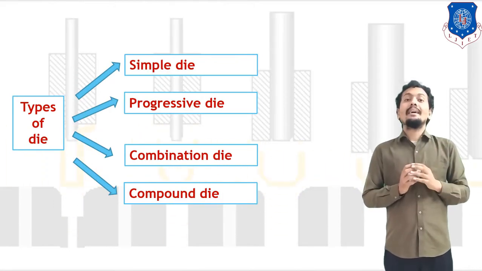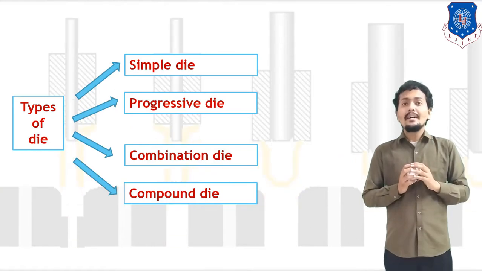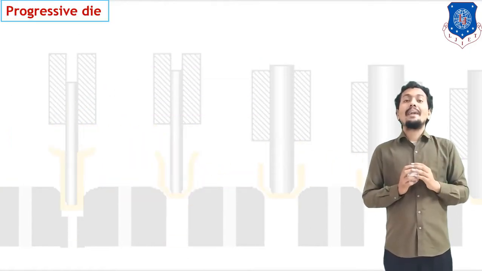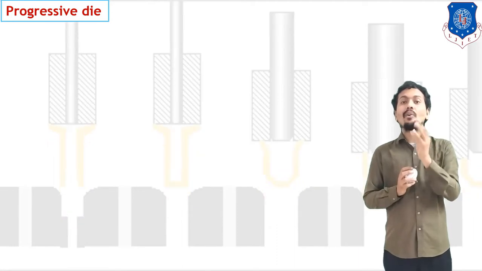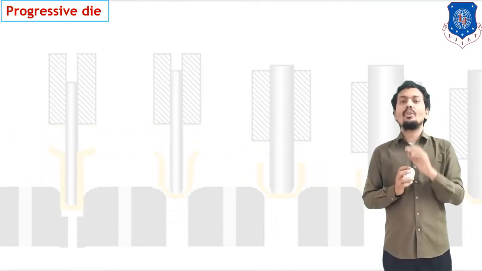After that, let us start our discussion on different types of die, right? So what is a die? A die is nothing but a replica or image of the product. It means it is the replica of your product, right?